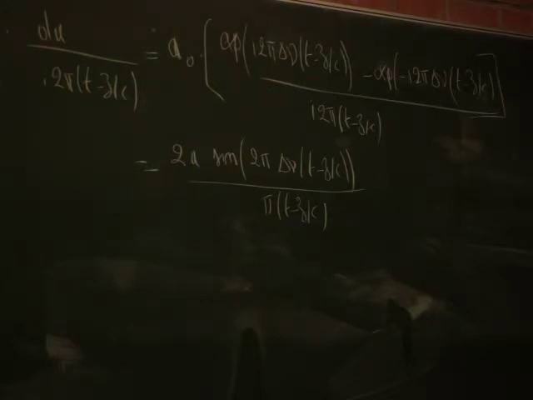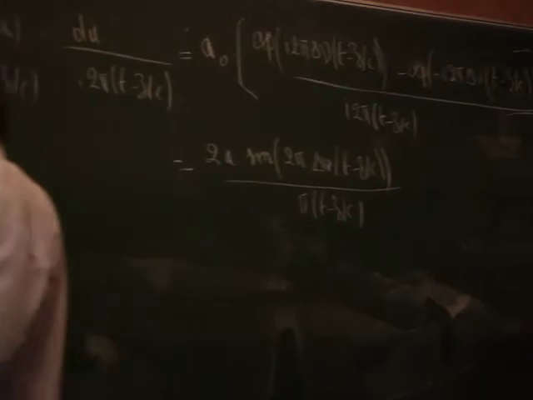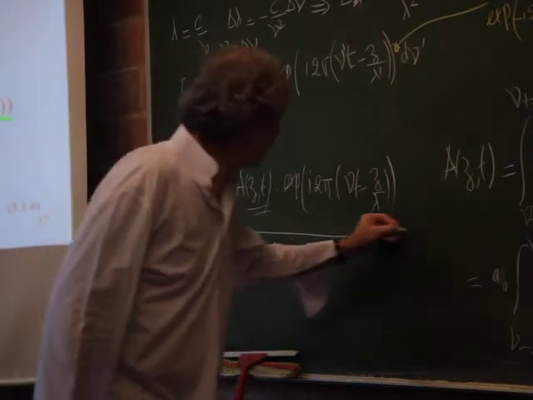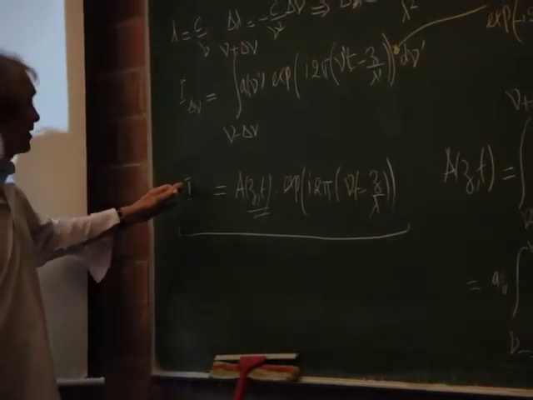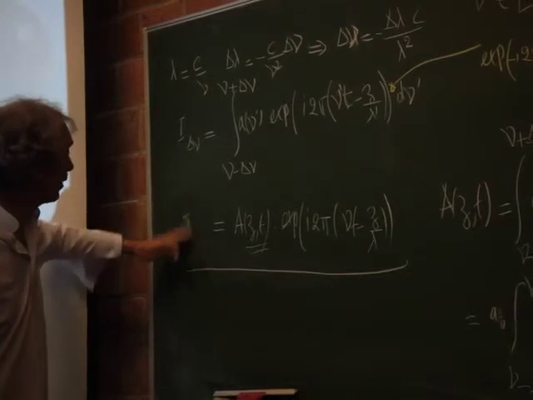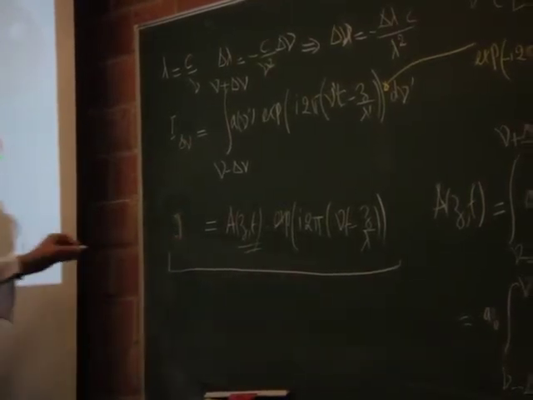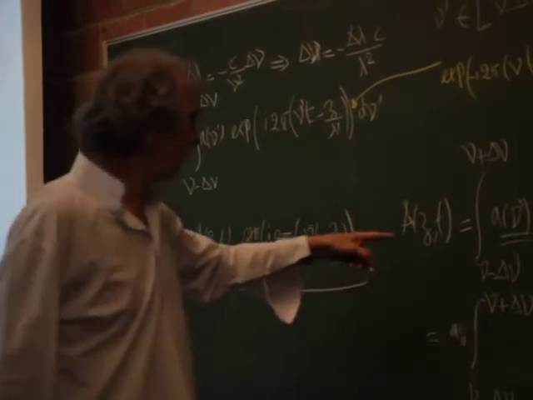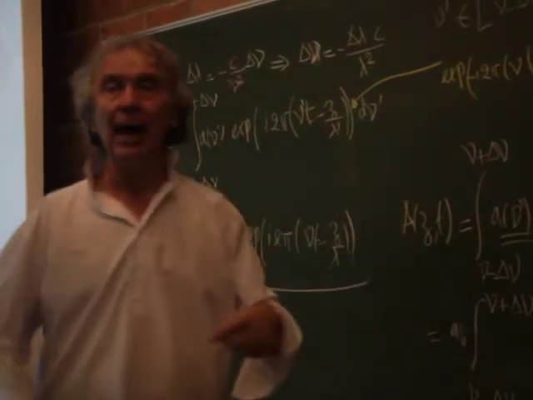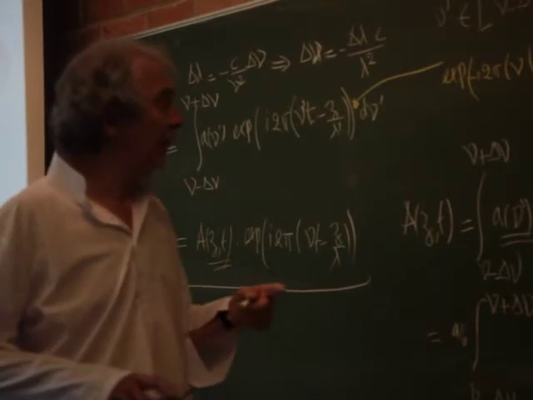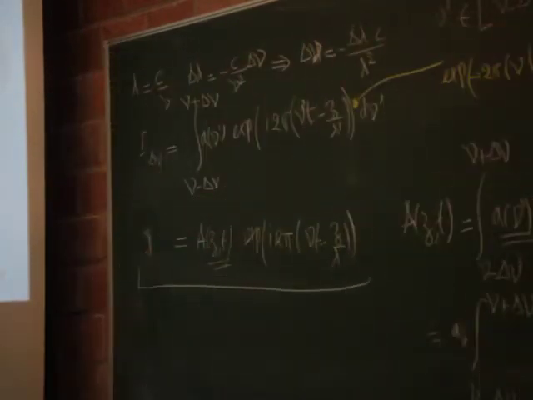And so I see what I was claiming before, that the resulting intensity, well, this is not intensity in fact, it's amplitude. So here I wrote, no, this is correct. Well, the resulting amplitude of the electric field will be modulated with a frequency which is not nu anymore, but delta nu. So much lower frequency.